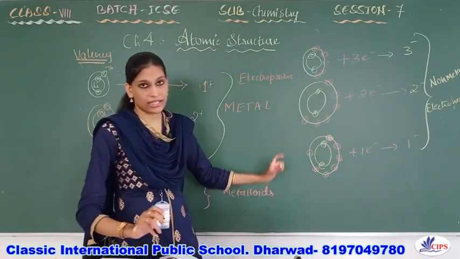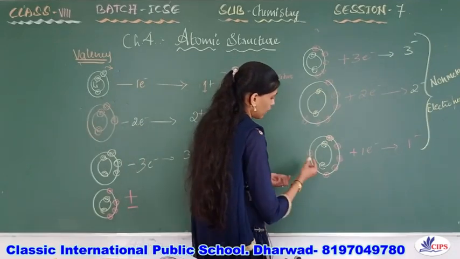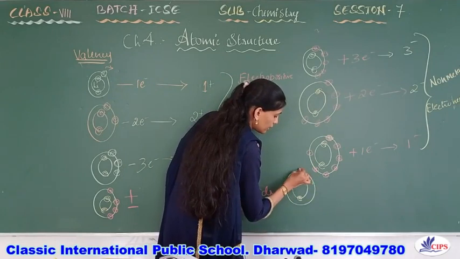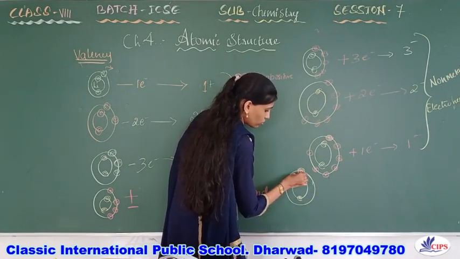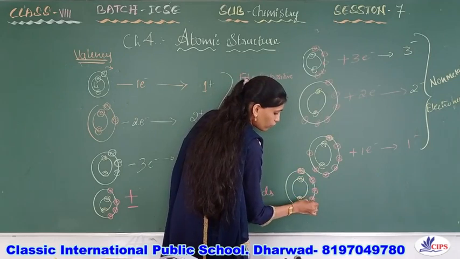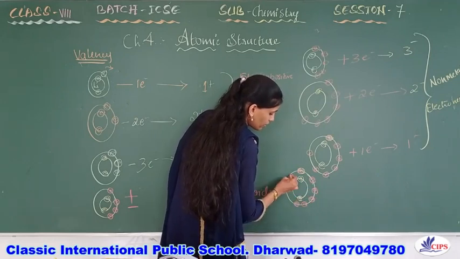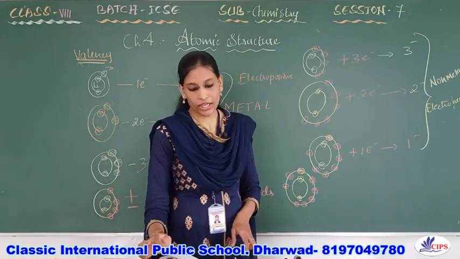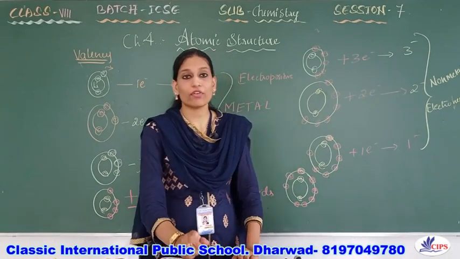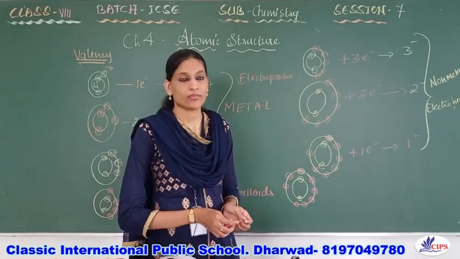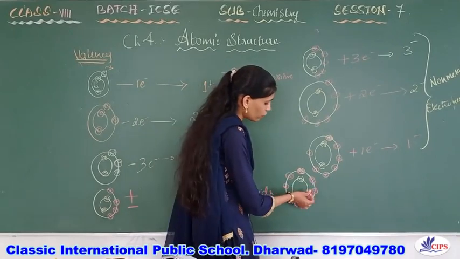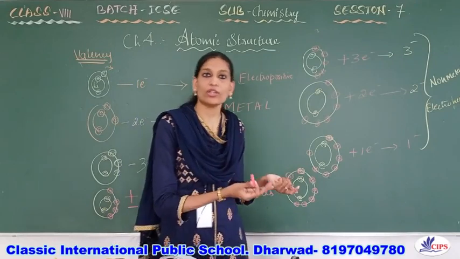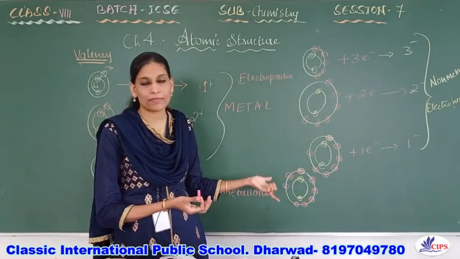Now see the last element. We have the K shell full and the L shell with 8 electrons. 1, 2, 3, 4, 5, 6, 7, 8. 8 electrons. This means this shell is full, and therefore it is completely full. It neither gains an electron nor loses an electron. It is a highly stable atom.